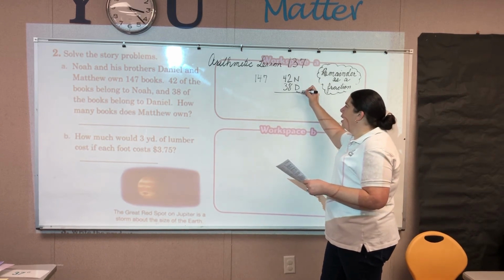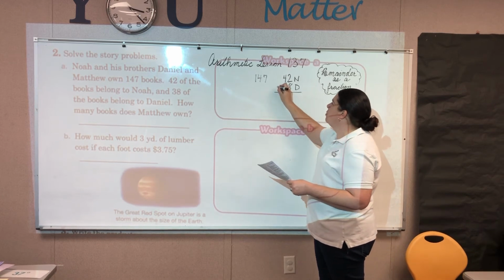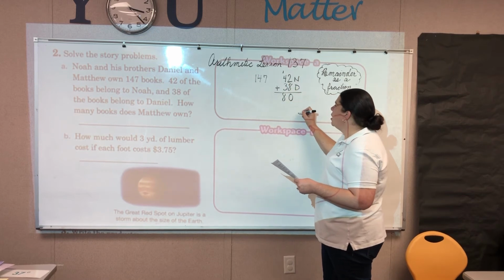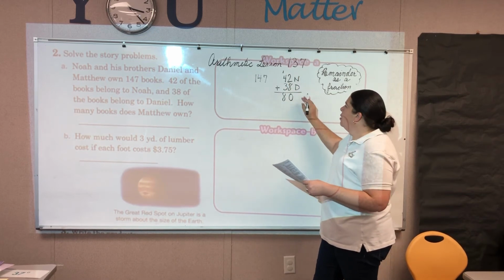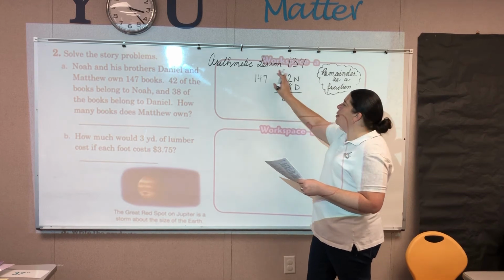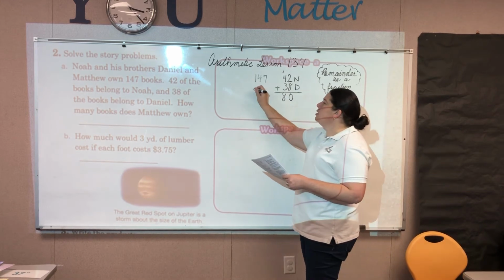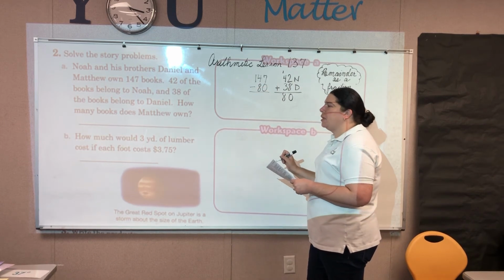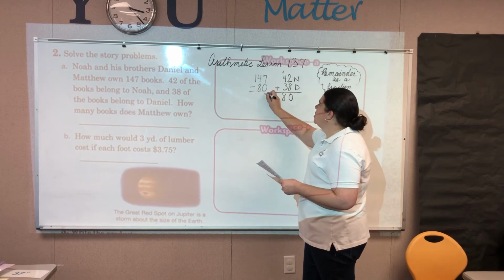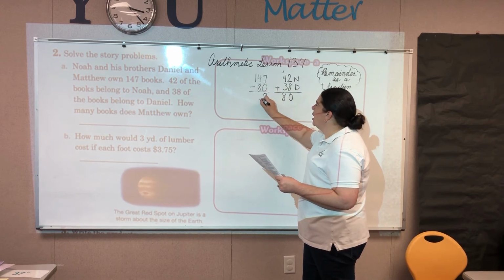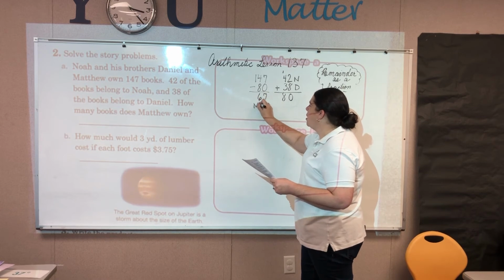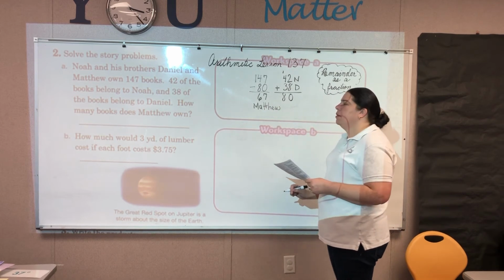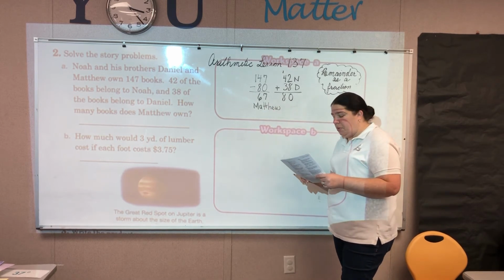42 for Noah, 38 for Daniel. We need to know how many they both had together. We add this up, you should get 80. This is how much they had together. Now, just Noah and Daniel, but all of them had 147. So we need to subtract 80 from this 147, and that would be for Matthew. 7 minus 0 is 7. 14 minus 8 equals 6. So this is for Matthew. Okay? Matthew owns 67 books.